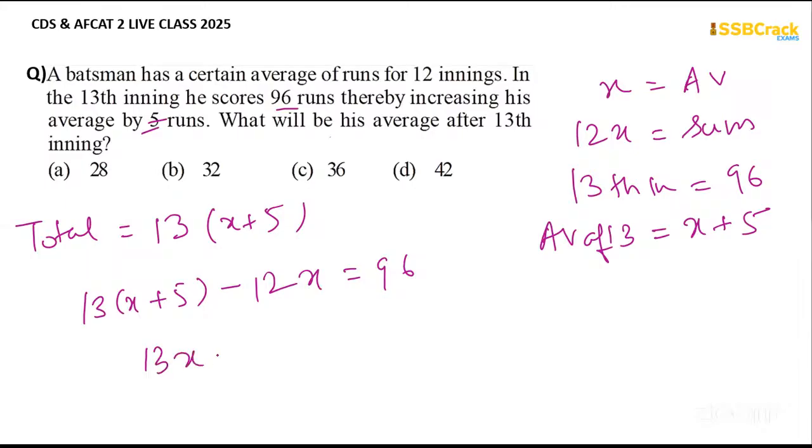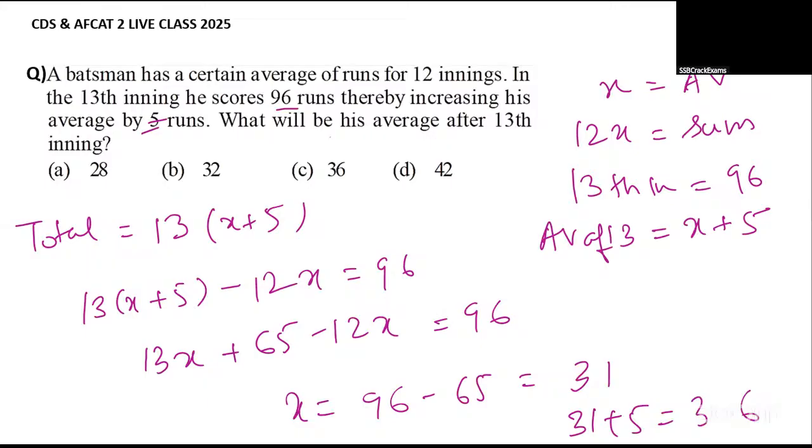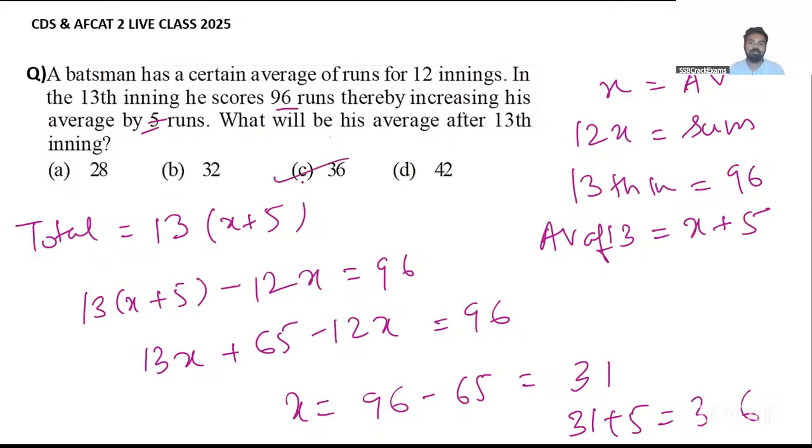So it is 13X plus 65 minus 12X is equal to 96. So X is 96 minus 65, which is 31. X was the initial average, right? So the new average will be 31 plus 5, which is equal to 36. Option number C.